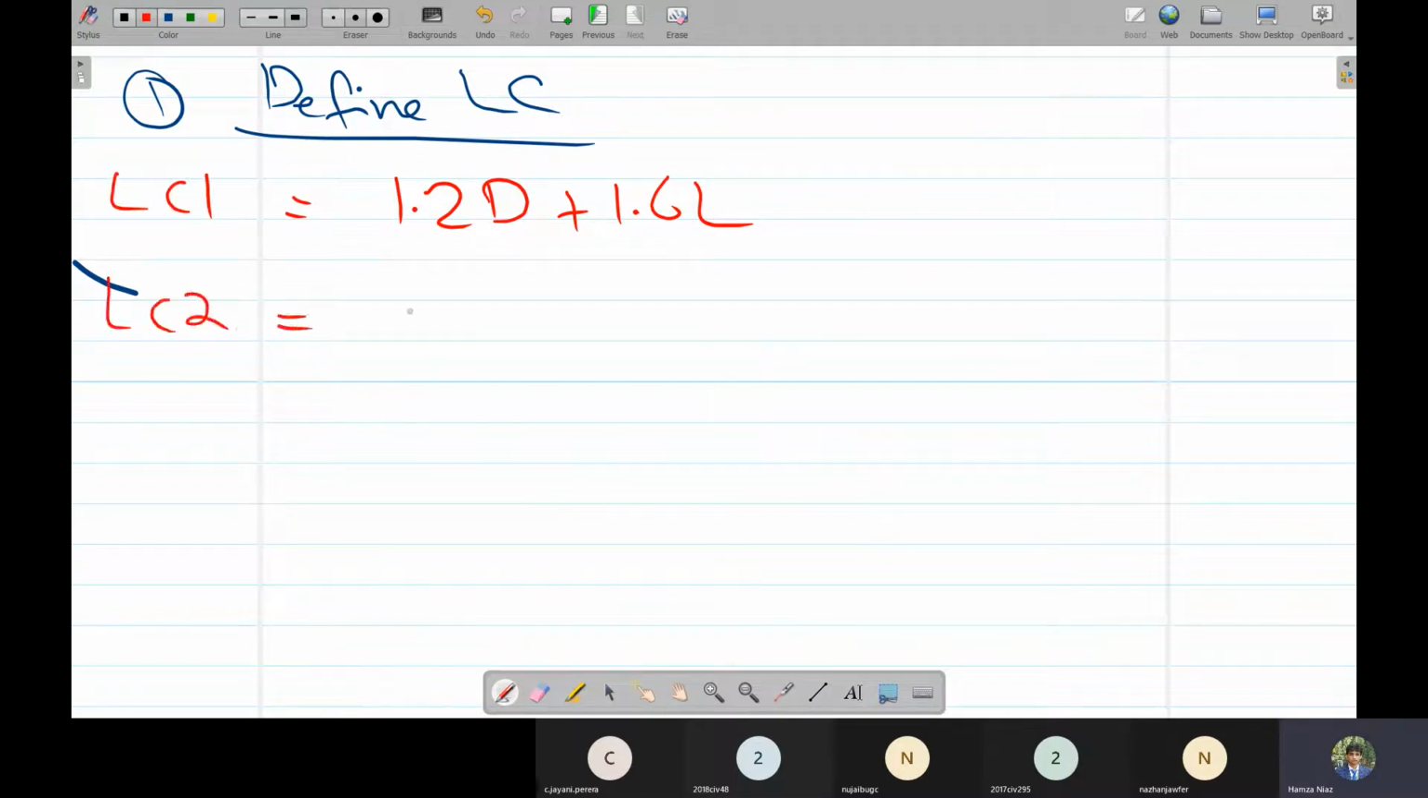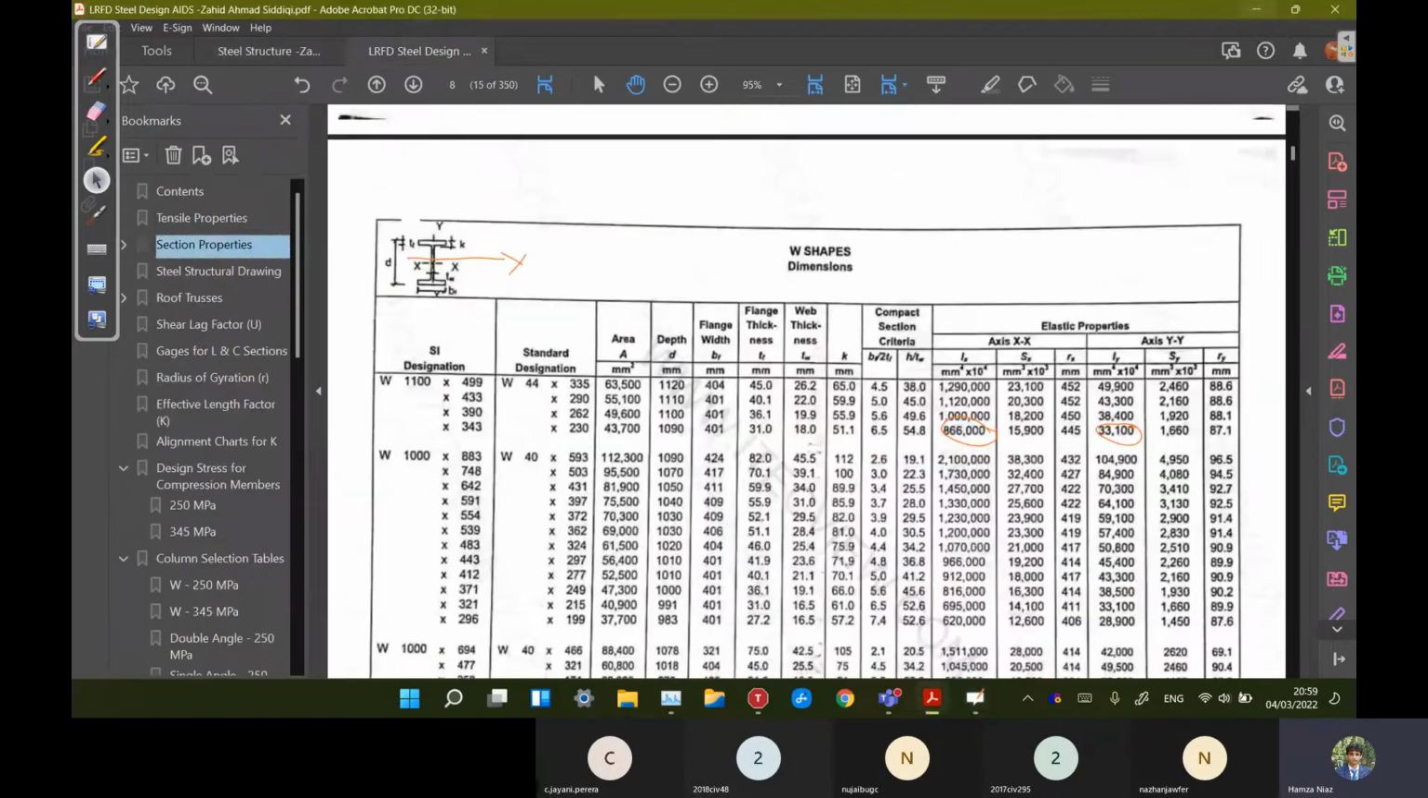A second load combination is 1.2 dead plus 0.5 live plus 1.3 wind. This is for wind load. So we have to memorize these two basic ones. Sir was saying that if some other load combination is required, that would be provided in the paper. You have no need to memorize that. And these are also present in LRFD design.